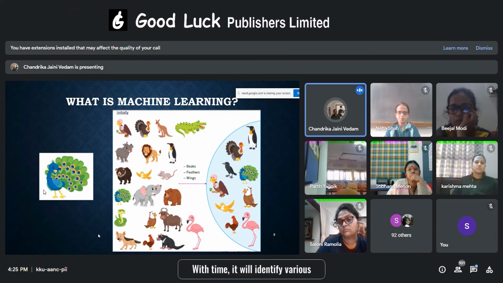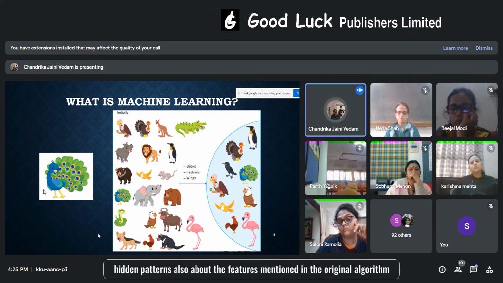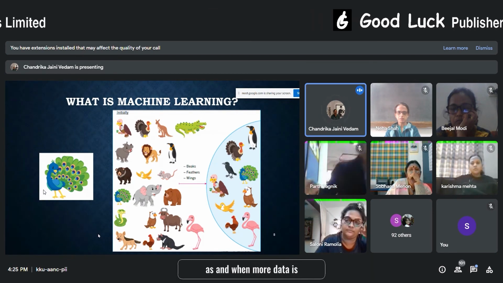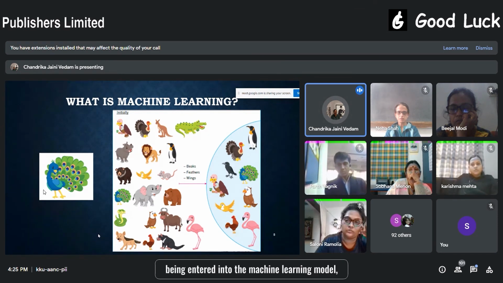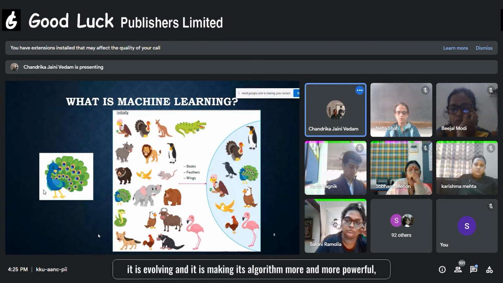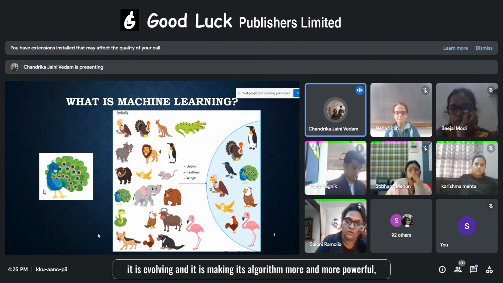With time, it will identify various hidden patterns also about the features mentioned in the original algorithm. So here, what is happening? As and when more data is being entered into the machine learning model, it is evolving and it is making its algorithm more and more powerful.